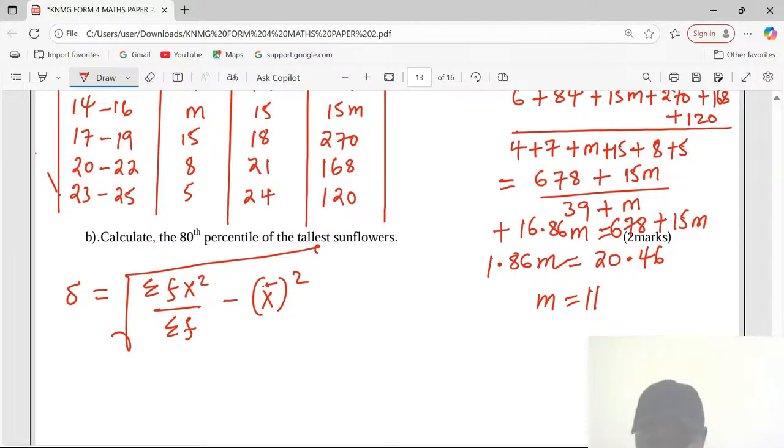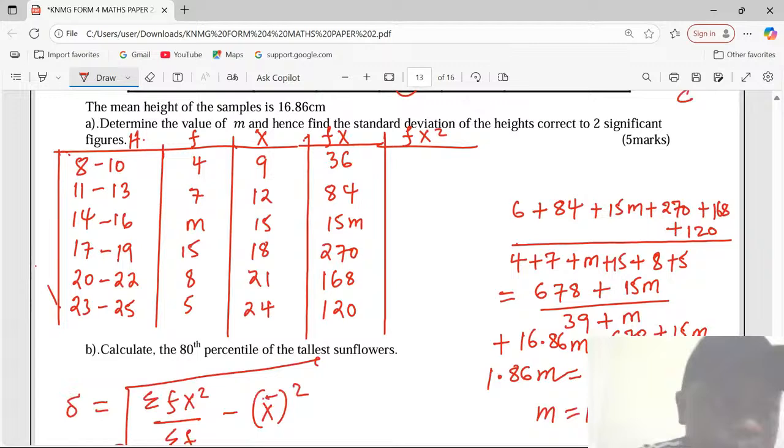So to avoid a lot of time wasted again, that one is already computed. We're going to deliver the values, each f times x squared, each f times midpoint squared. So I'm going to have 324, I'm going to have 1008, I'm going to have 2475. We are taking each frequency times, if it's 4, we multiply by 9 squared. 4 times 81, like that.